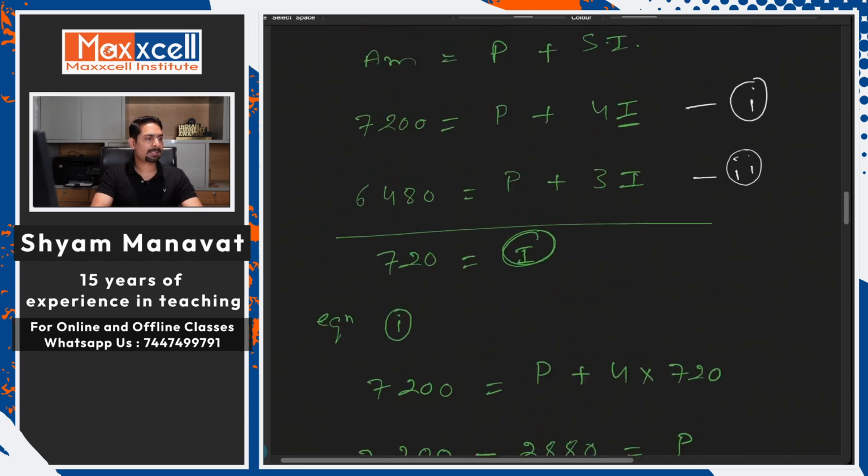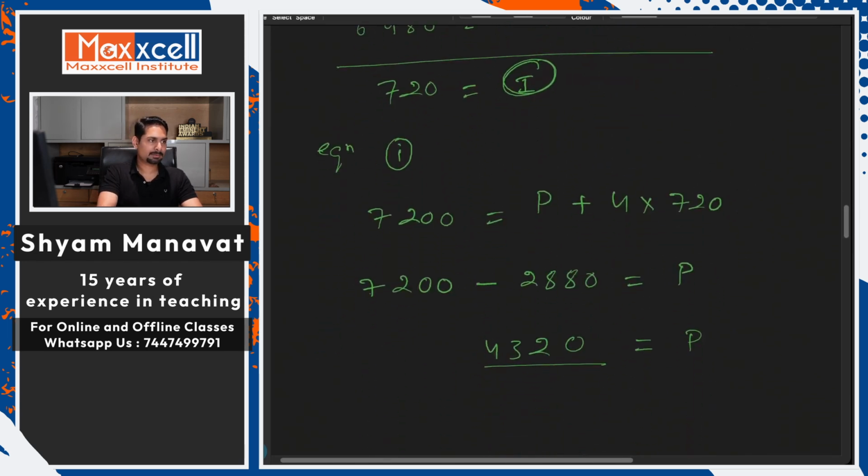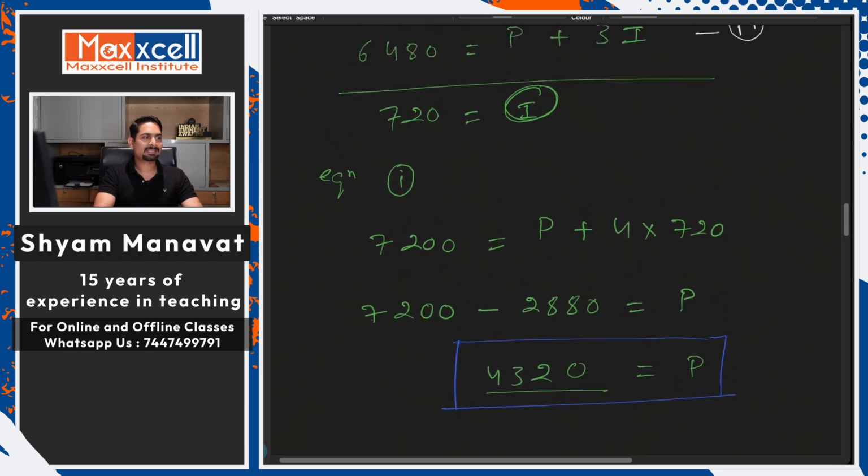Okay, I hope this is clear. Yeah, it is clear. Brilliant. Can we also find the rate of interest by using this? We can, because we got the interest for 1 year is 720, and we got the principal.